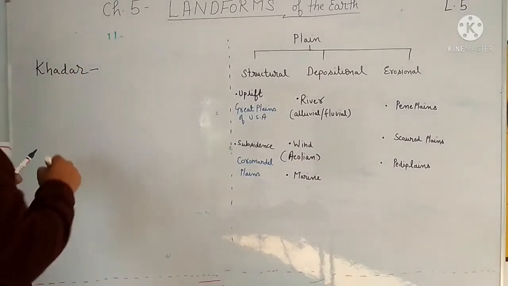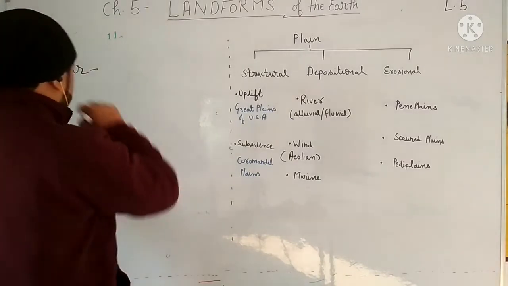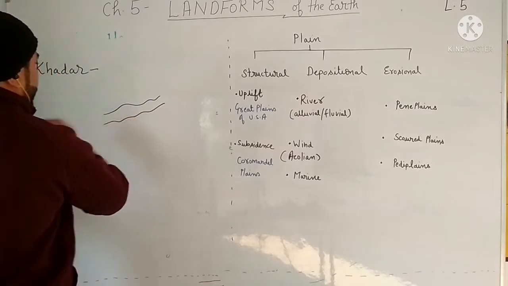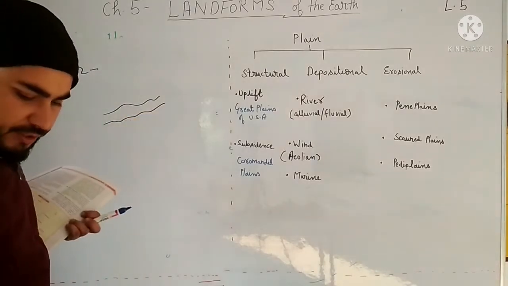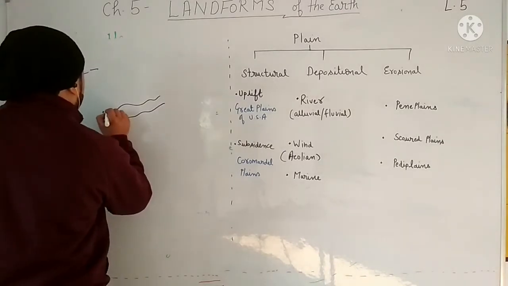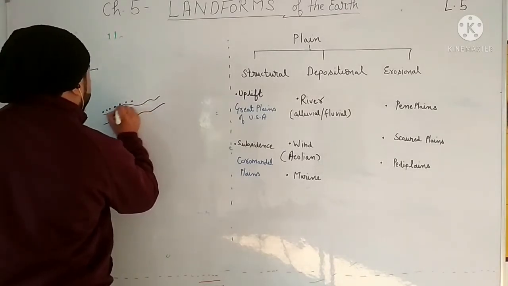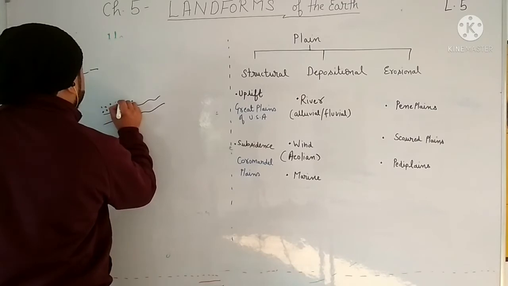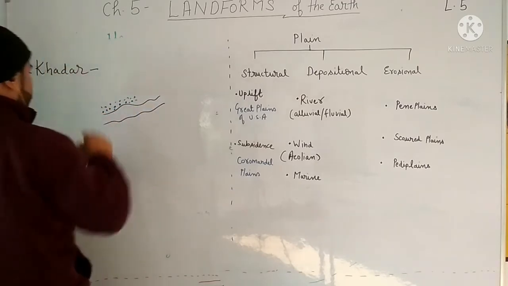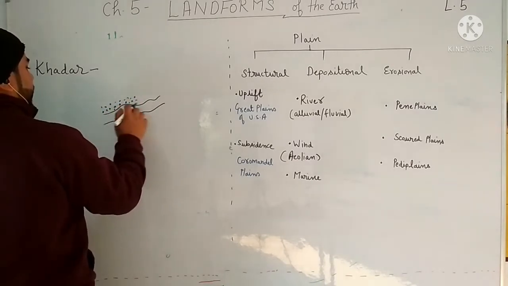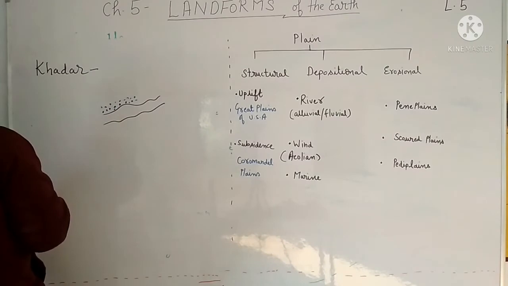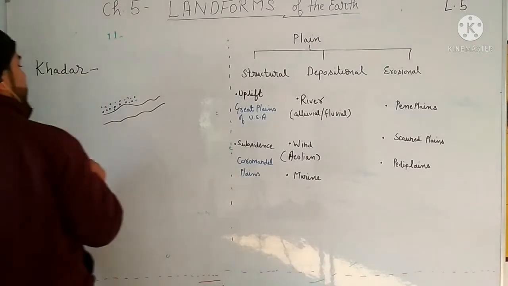Khadar is called the new deposit. New deposit means suppose this is a river flowing here, and it is depositing its sediments like this. It brings its alluvium and deposits. Clear? So if it is deposited recently, then it is called what? Khadar.